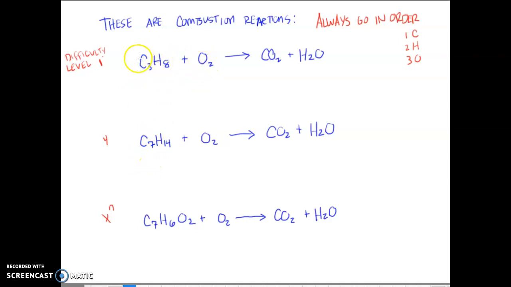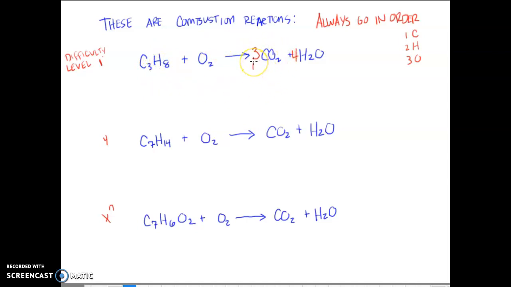We have 3 carbons over here, so over here I'm going to put a 3. So now I have 3 carbons. I have 8 hydrogens over here. Over here I have 2. So 4 times 2 is 8. So my carbons are taken care of. My hydrogens are taken care of. Now it's time for oxygen.